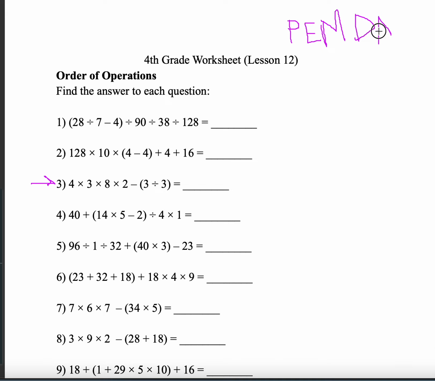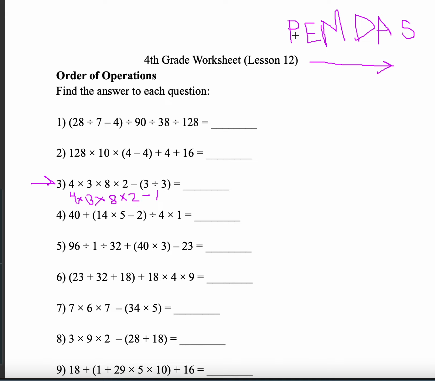And PEMDAS, if you don't already know, stands for parentheses, exponents, multiplication, division, addition, and then subtraction. And we always go from left to right. But here we have parentheses first, so let's solve that. 3 divided by 3 is 1. So it's going to be 4 times 3 times 8 times 2 minus 1.